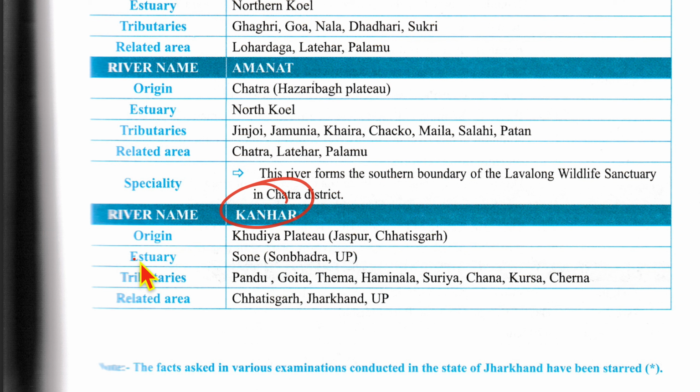Now Kanhar River, origin is in Khudia Plateau, which is in Jashpur, Chhattisgarh. It forms a tributary of Son River, which it meets at Sonbhadra in UP. Tributaries are Pandu, Gaura, Thima, Hemin Nala, Surya, Channa, Kursa and Cherna. Related areas are Chhattisgarh, UP and Jharkhand.